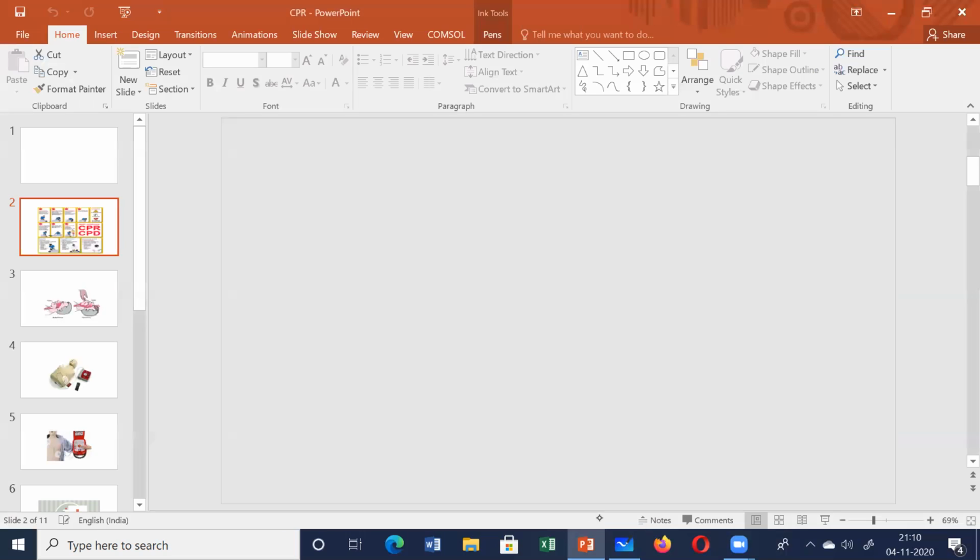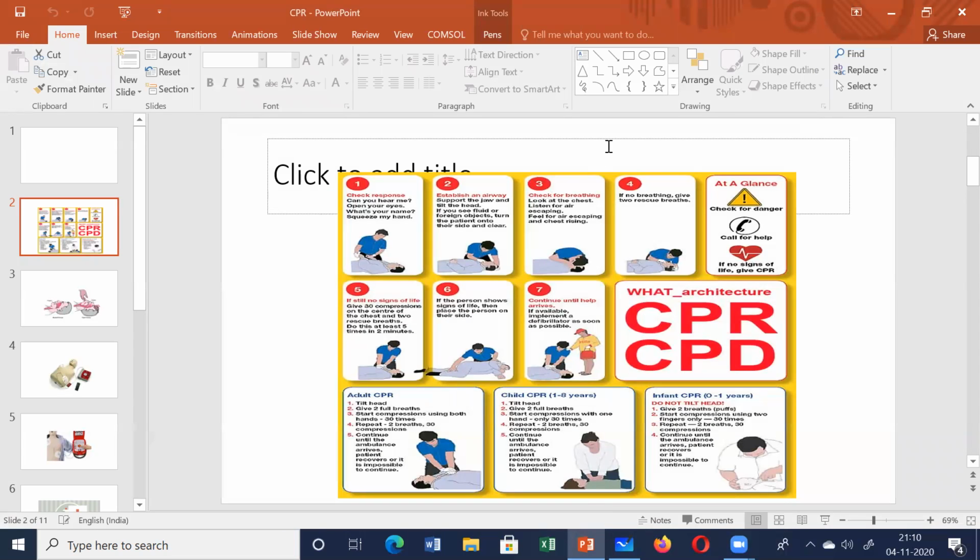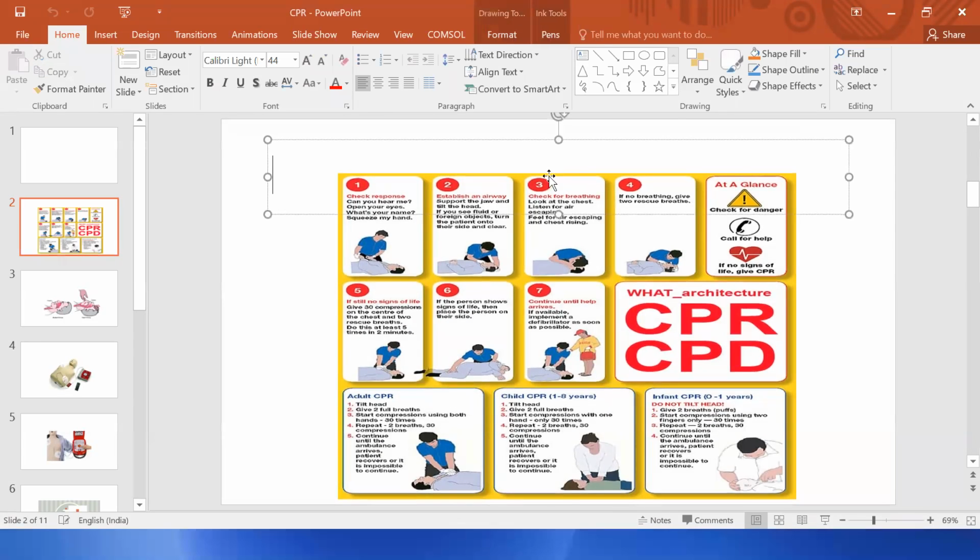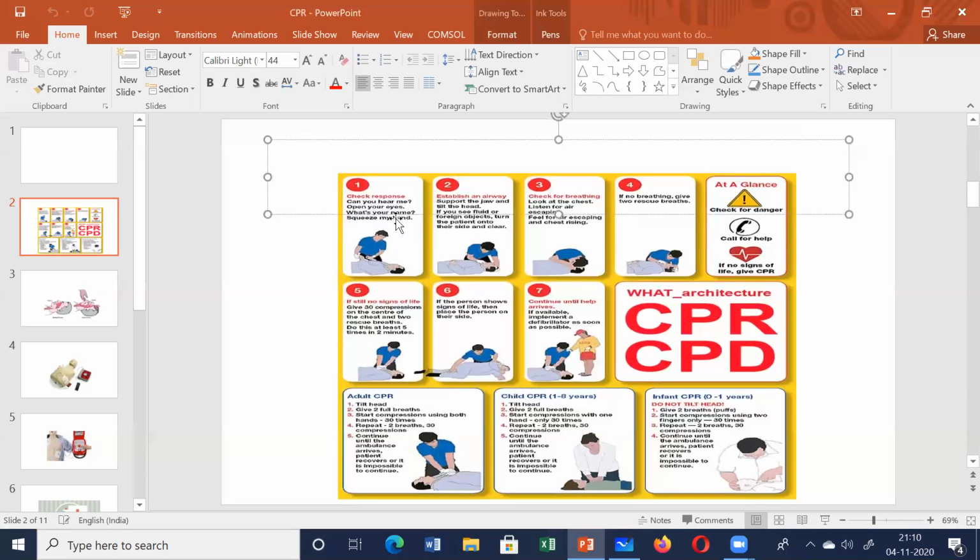I'll just show you the picture. First, see this picture here. First we are checking for the response, then establishing an airway and checking for breathing. If no breathing, we give rescue breaths. If still no signs of life, give 30 chest compressions. Look at the way this person has placed the heel of one hand on the sternum, and the heel of the second hand on top of the first hand. You continue till help arrives.